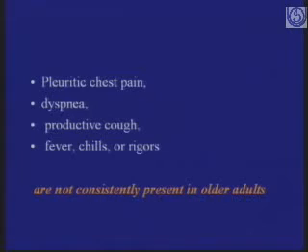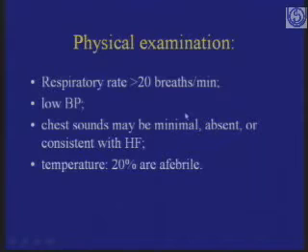If pneumonia is persistent and if it leads to more problems, patients can present with septic shock. Patients can also present very acutely with acute respiratory distress, adult respiratory distress syndrome. These components, pleuritic chest pain, dyspnea, productive cough, fever, chills or rigors, are not consistently present in older adults, and this fact needs to be emphasized again and again. So these classical signs of a pneumonia may be completely absent in elderly patients who present with a pneumonia.